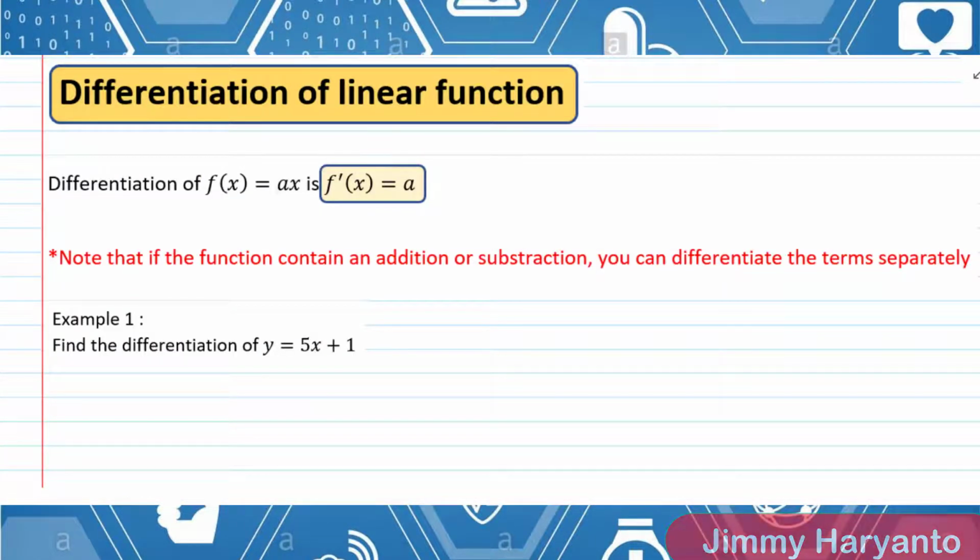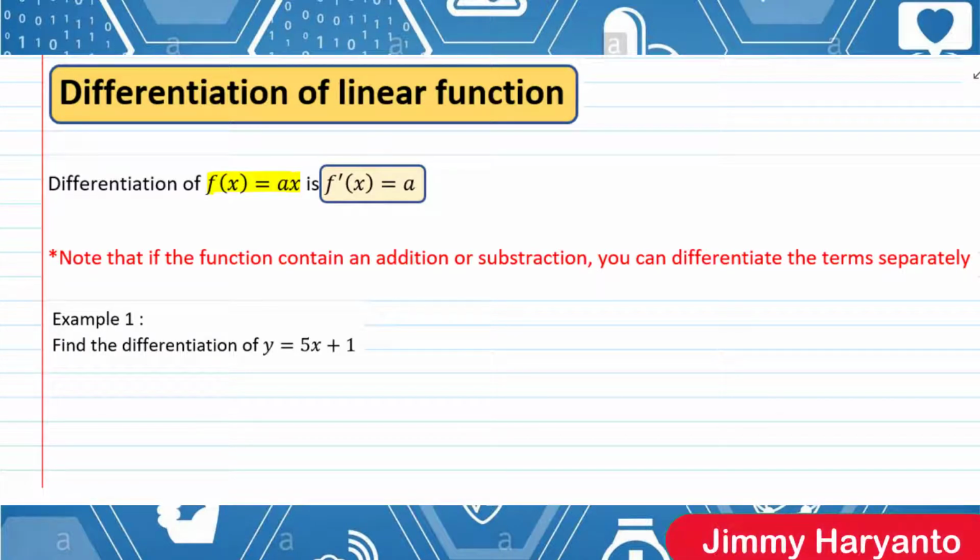Next is the differentiation of a linear function. A linear function is a function in the form of x to the power of 1. It's linear, so there are no fractions, no square roots, it's only x to the power of 1. So if you have ax, the differentiation of ax is a. You can eliminate the x. The result will be only a.